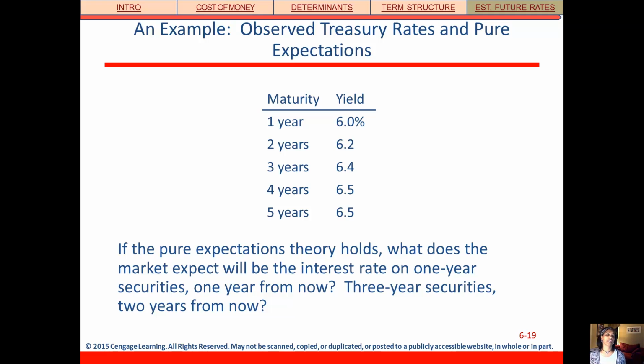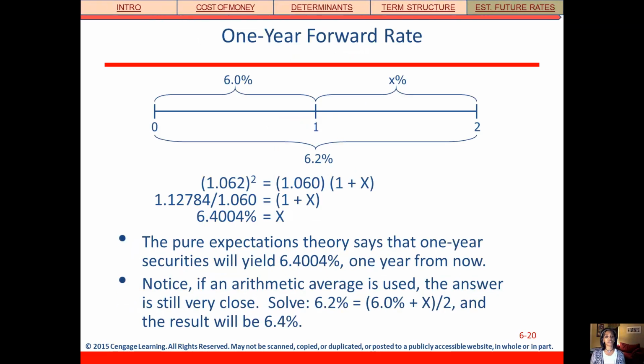That's what we're doing here. These are current interest rates: a 1-year, 2-year, 3-year, 4-year, and 5-year rate at the yields shown. If pure expectations holds and we can back into future rates, then we can figure out what the expected 1-year rate is 1 year from now, or the 3-year rate 2 years from now. Here's how we would do that. We call these forward rates.